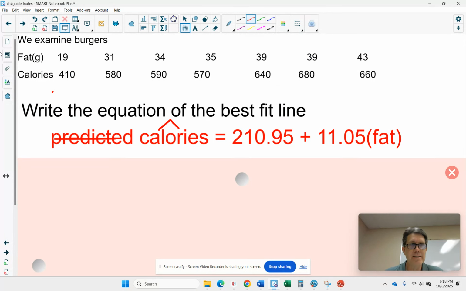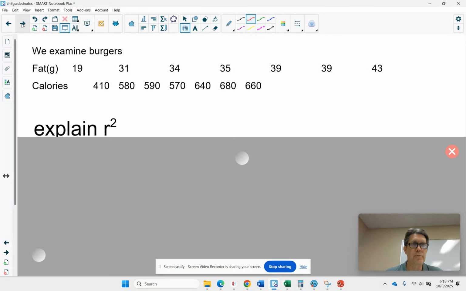Okay, now let's take this and let's see if you remember how to explain R squared. Now you have to memorize that sentence. You may have to look back in your notes. I would encourage you at this point to pause the video, look back in your notes, do that if necessary. And I'm going to move on.